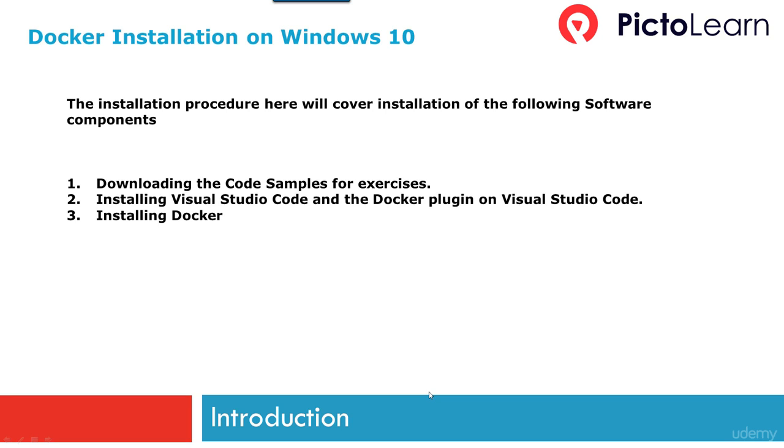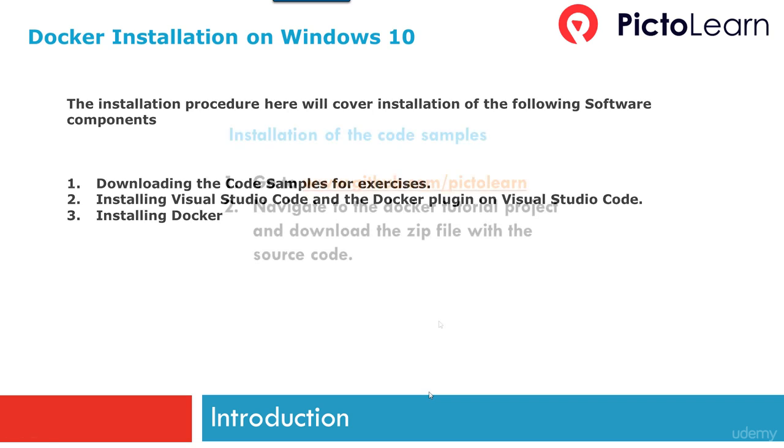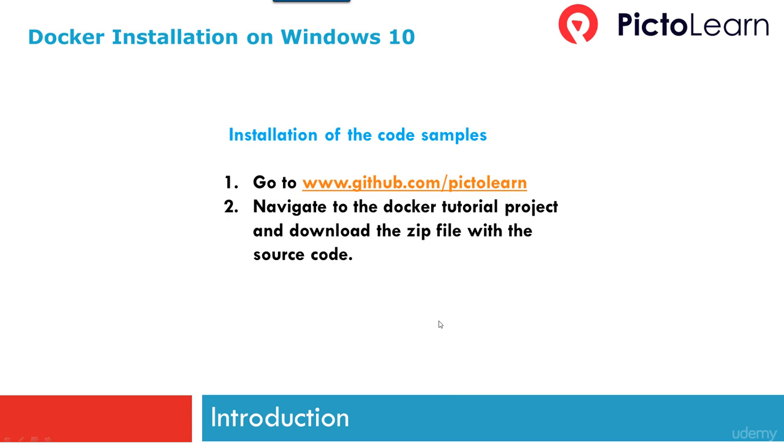As a part of the procedure, we are going to download the code samples for the exercises, install Visual Studio Code with the Docker plugin, and then install Docker. So let's get started. We're going to look at how we can install the code samples on Windows.